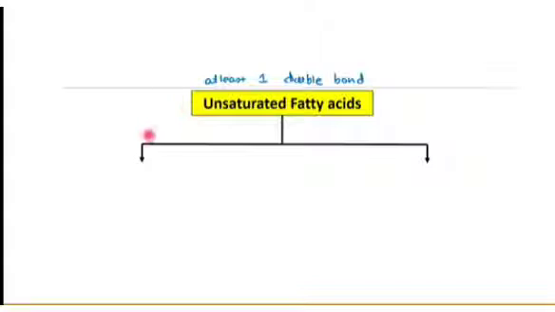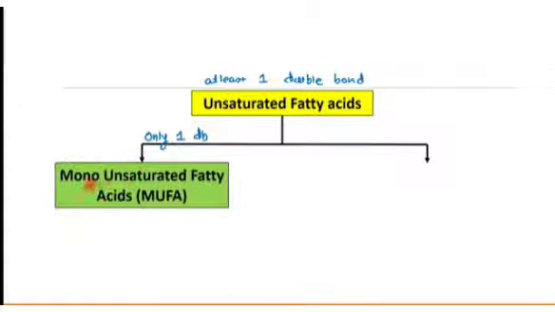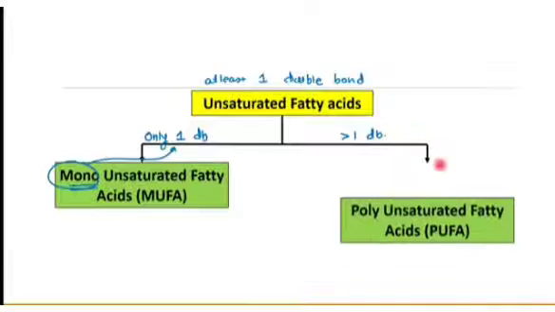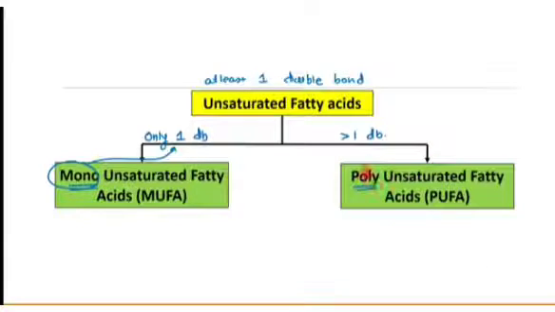If only one double bond is present, we call it a monounsaturated fatty acid. Mono means only one double bond is there. If more than one double bond is present, we call it a polyunsaturated fatty acid, and poly means more than one.